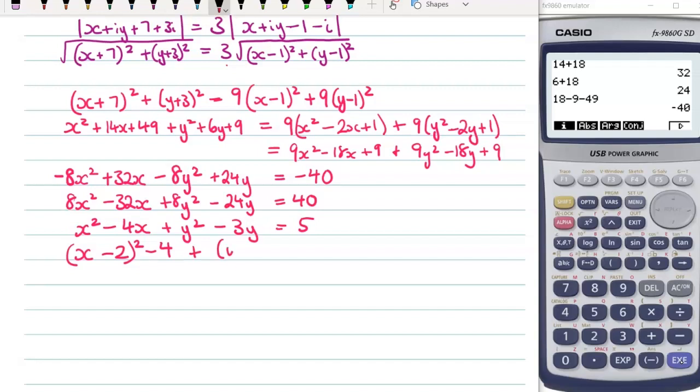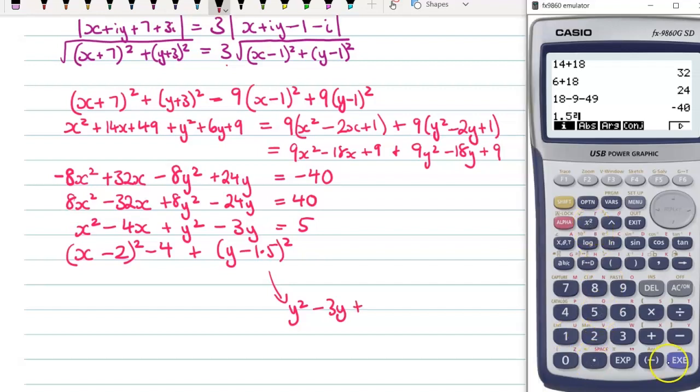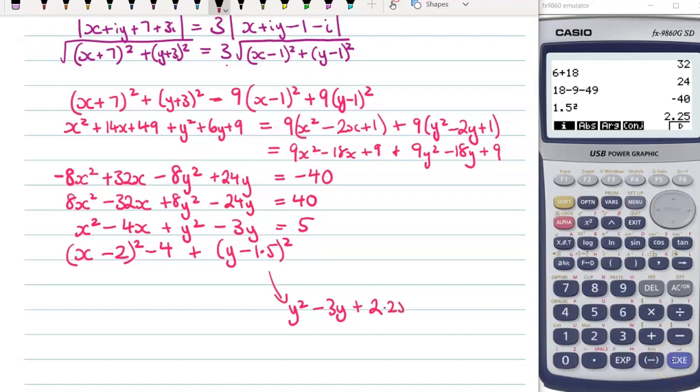And then same with the y: minus half of that 3 is going to be 1.5 squared. If we were to expand this, it would give us y squared minus 3y plus 1.5 squared, which is 2.25. So we need to take off that because that's more than what we wanted. We only wanted the y squared minus 3y part. So take off 2.25, that equals 5.